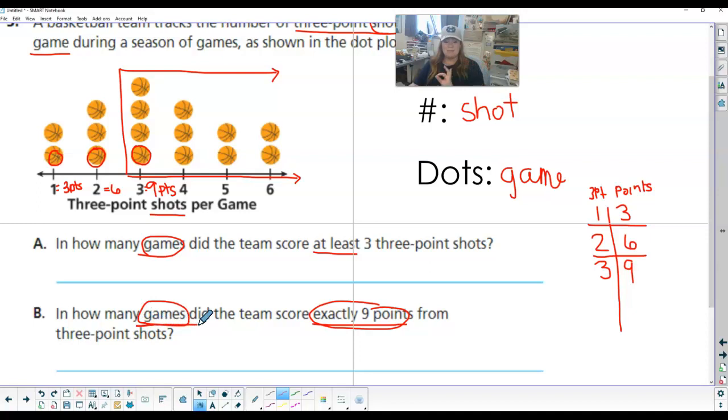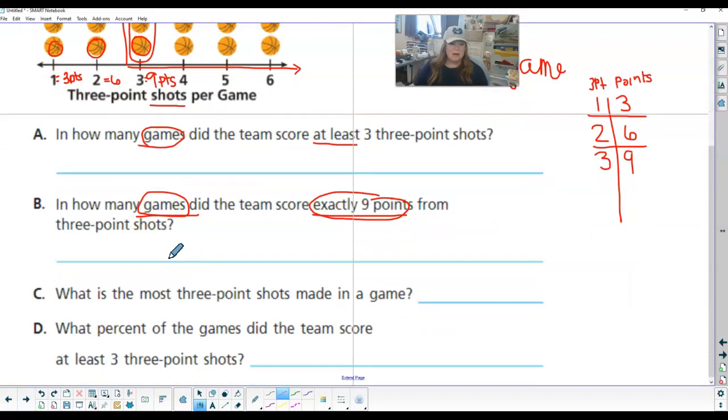How many games did they do that in? Games are the basketballs. So here's 9 points. How many games did they do that in? Right here. How many games? Okay. So here's 3 3-pointers is 9. 3 3-pointers is 9. So each of these is worth 9. How many times did they do that?